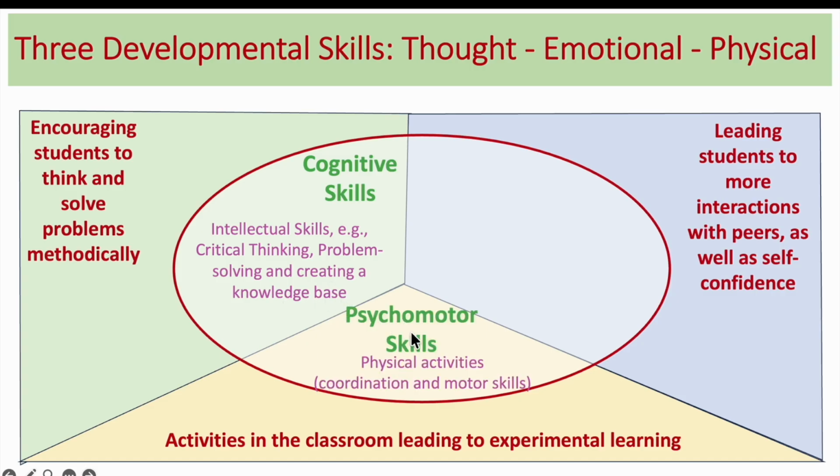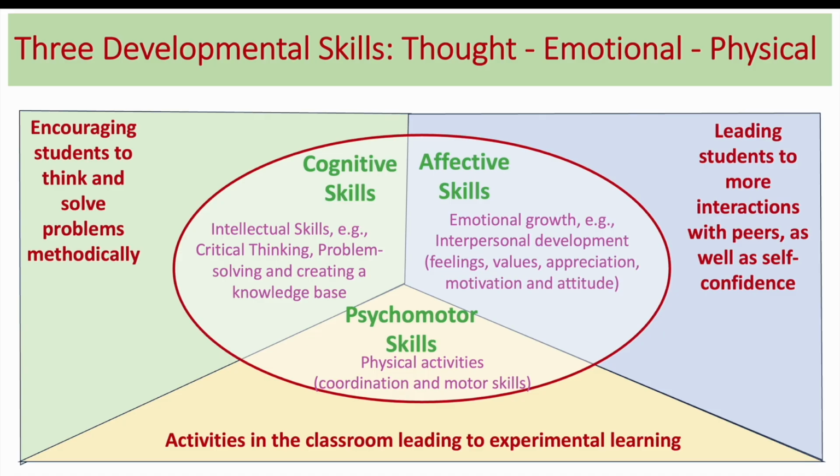The second one is psychomotor skills, physical activities, or you can say coordination and motor skill. Third one is affective skills, or you can say the emotional growth, that is interpersonal development, or you can say feelings, values, appreciation, motivation and attitude.